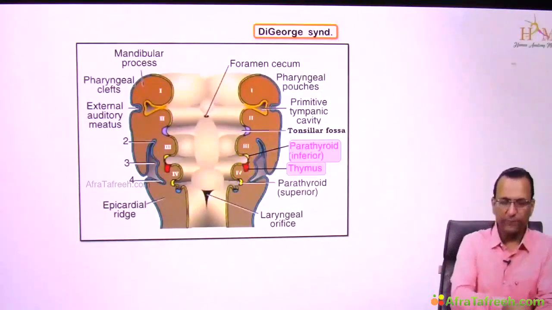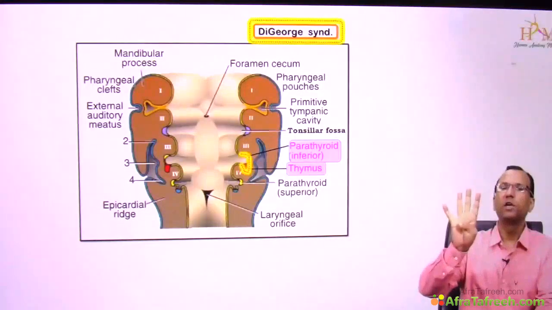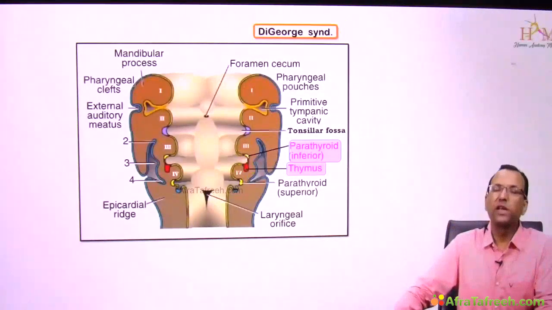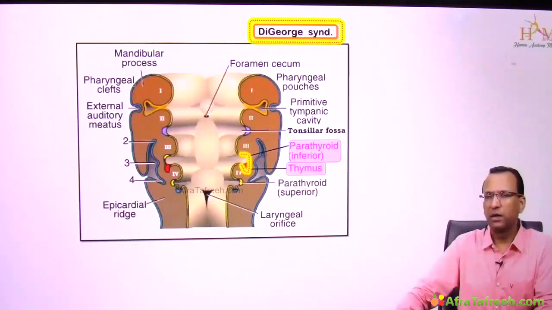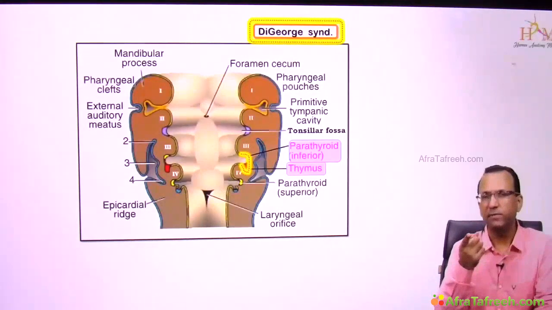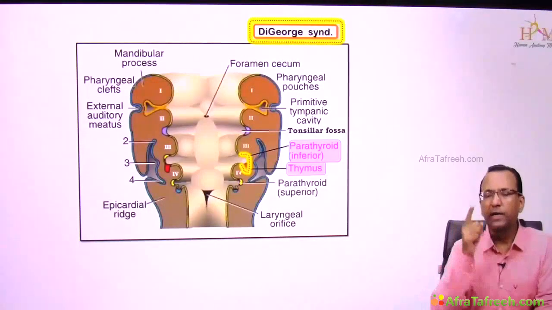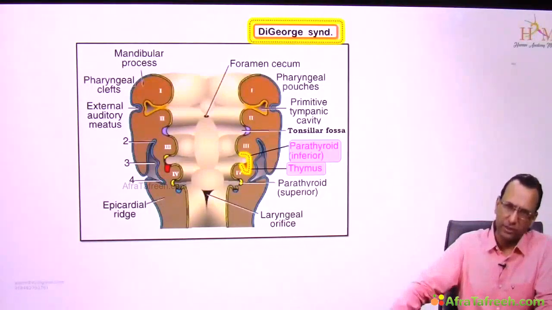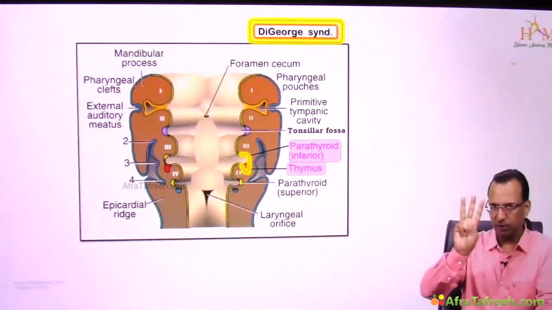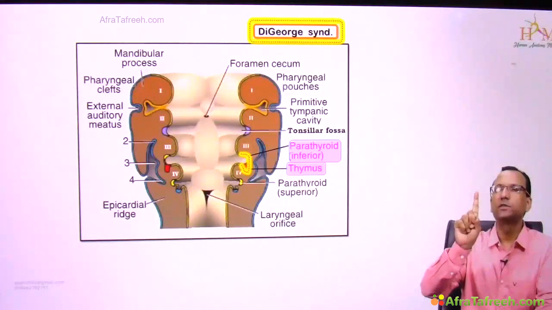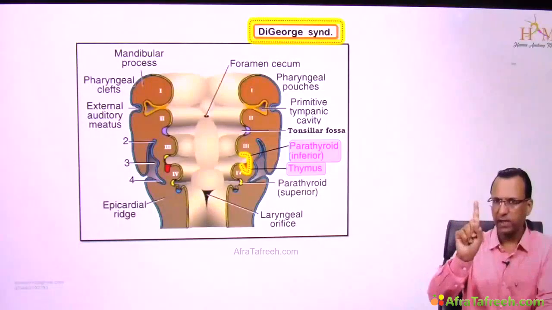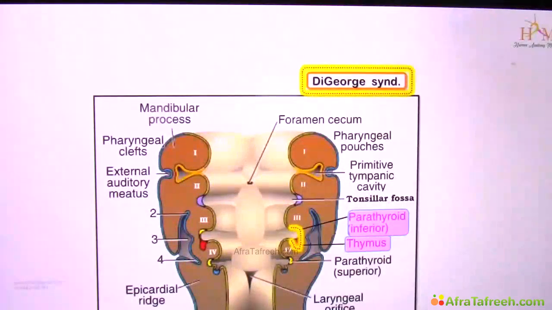In DiGeorge syndrome, when pouch 3 is involved, the baby may not have a thymus. If there is no thymus, who will train the T lymphocytes? If you don't train the T lymphocytes, there will be decreased cell-mediated immunity. Bacteria can kill the baby. Severe bacterial infection.